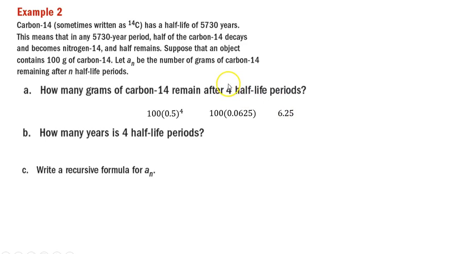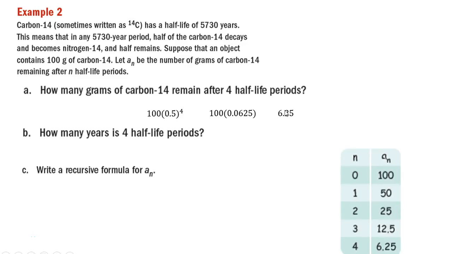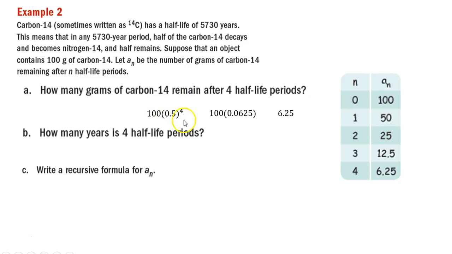So let's keep in mind that's about 30,000 years. We could also see this in a table. If I didn't want to go right to the method that I used here, n is the number of half-life periods. Initially we have no half-life periods, and there are 100 grams. After 1 half-life period, there would be 50. After 2, there's 25, after 3, there are 12.5, and after 4, there are 6.25. So we can see it getting cut in half as we go. And after 4, there are 6.25, which matches exactly what we got if we go the function route.